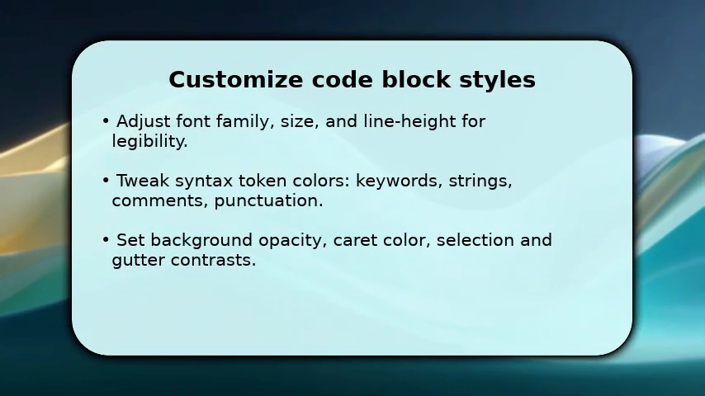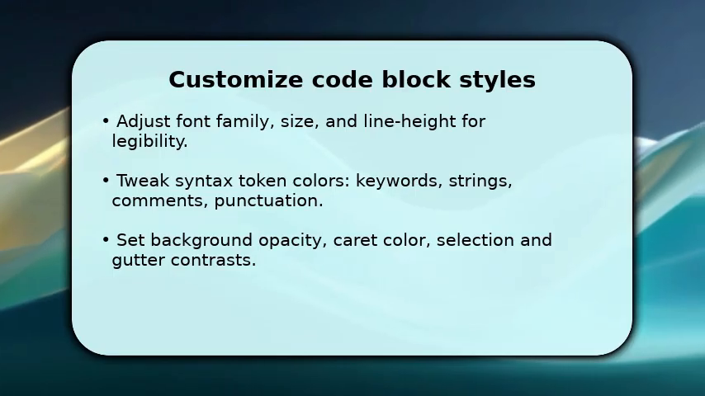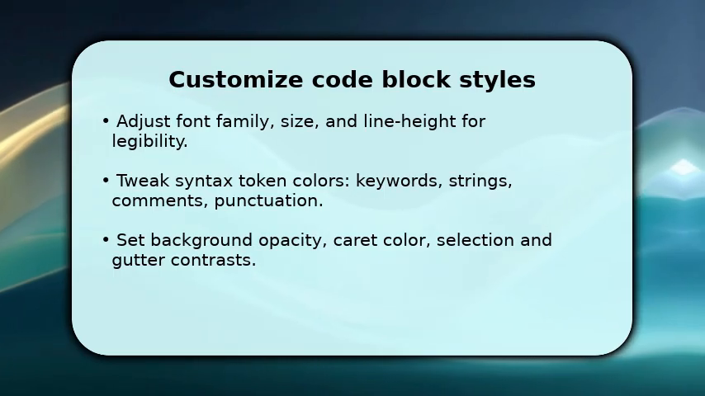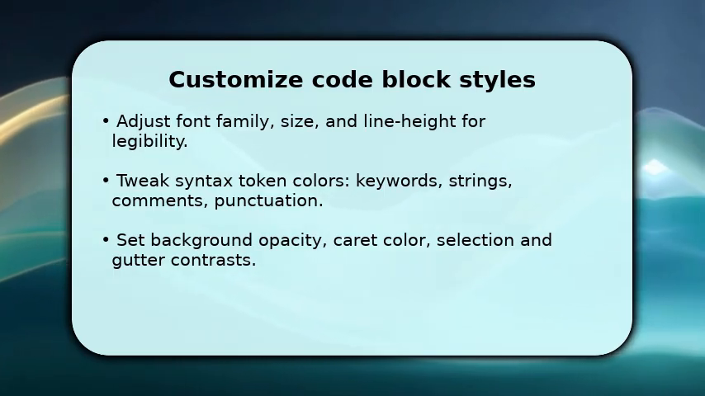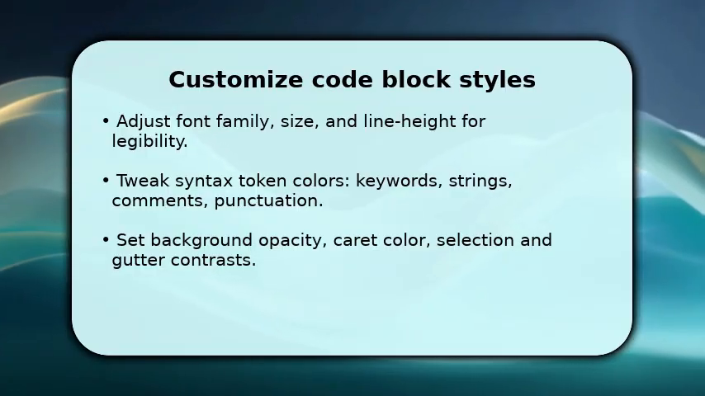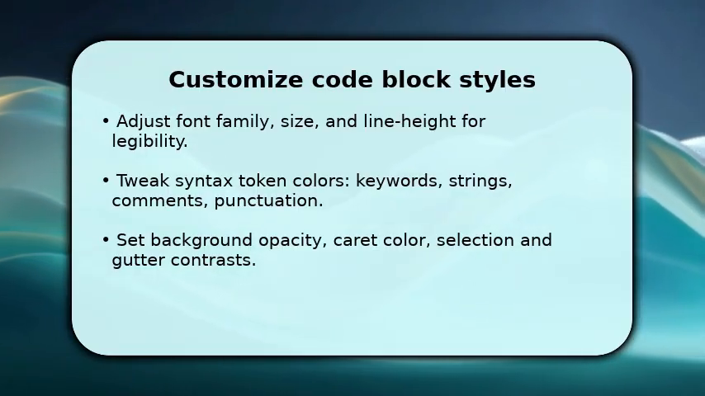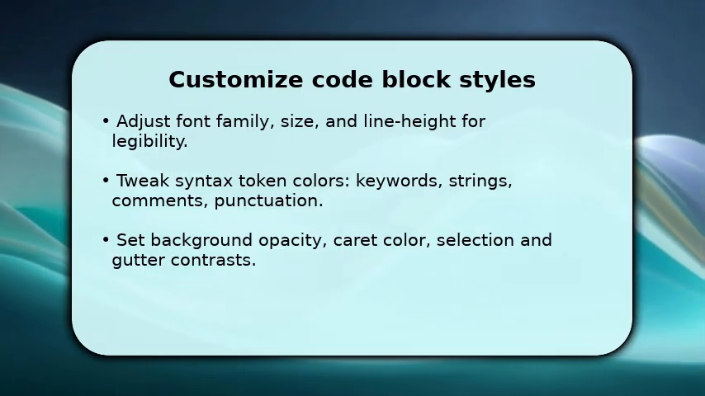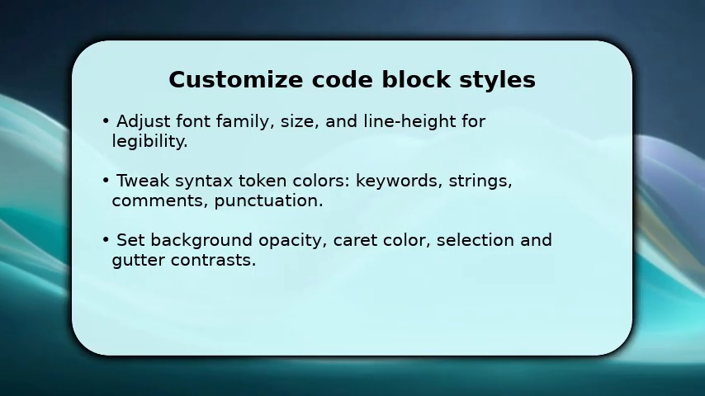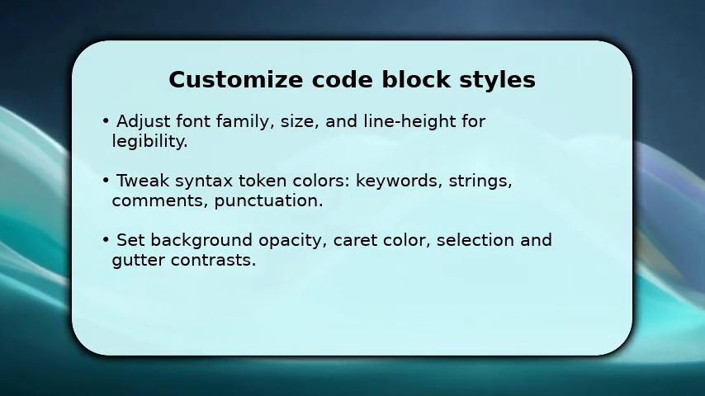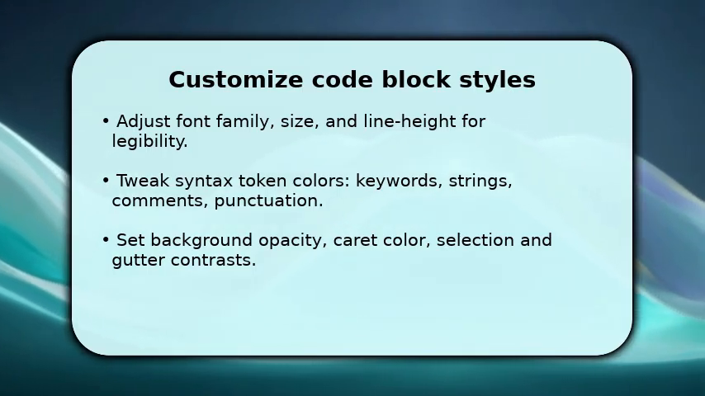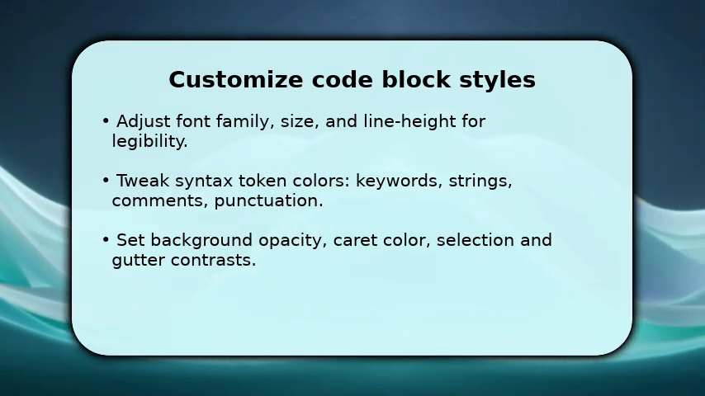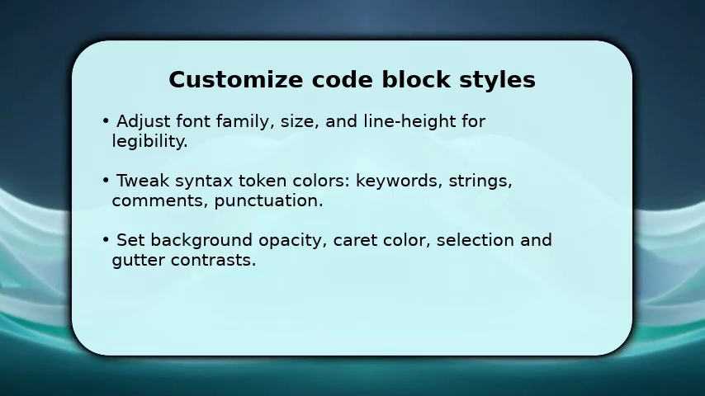Next, you refine code block presentation to improve readability and reduce eye strain. Change font family, size, and line height so text remains crisp at long durations. Then tweak token colors for keywords, strings, comments, and punctuation to keep contrast hierarchy clear. This helps you scan logic quickly. Also set background opacity and choose a caret color that stands out. Once tuned, preview multiple file types. Make sure Markdown rendered code blocks and inline snippets match your editor settings for consistent appearance.